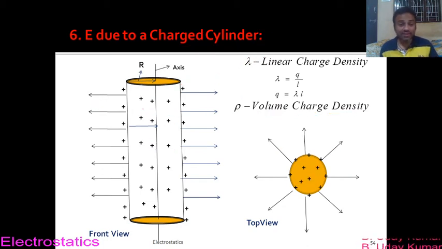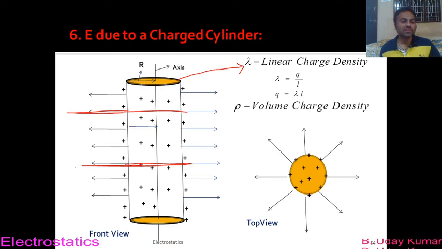I am erasing everything now. Okay, so let us assume that the linear charge density of this cylinder is lambda. To find this lambda, what we do is consider this small element, or small or big, whatever it is, as an element of this charged cylinder. For example, if I consider this element of the cylinder here.